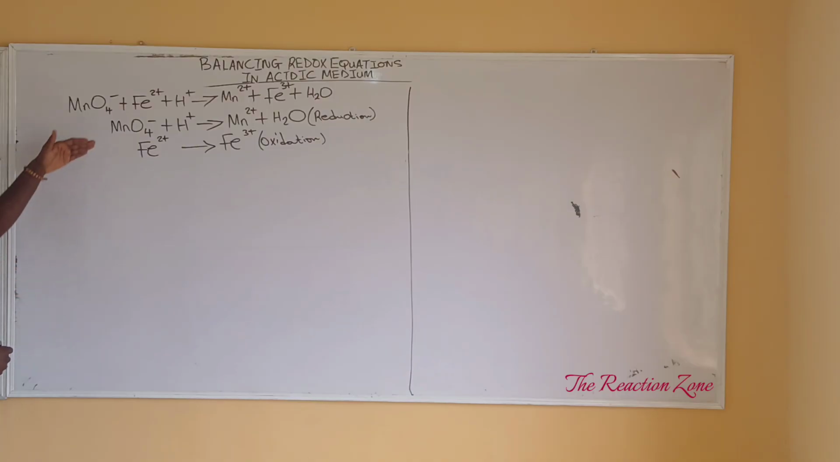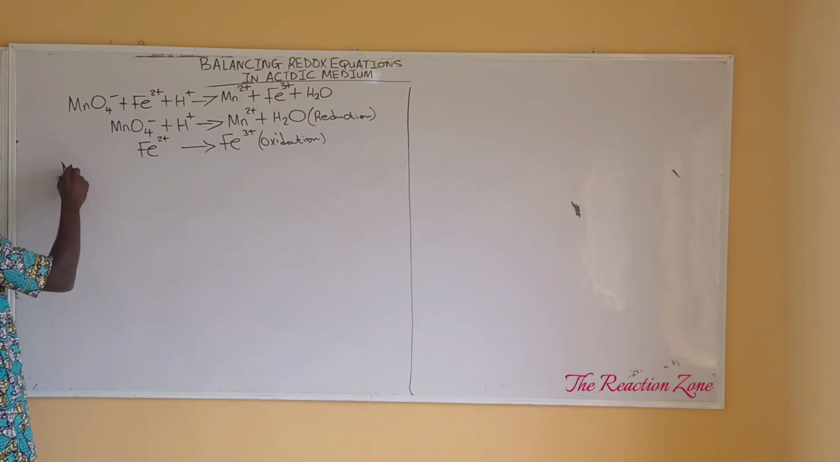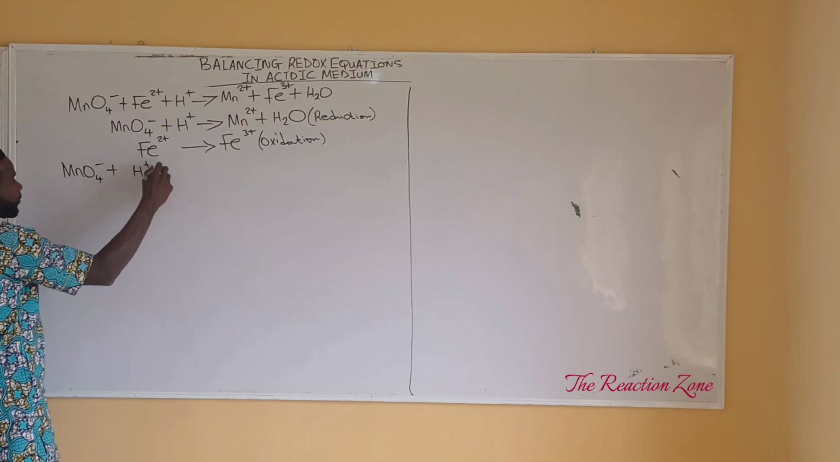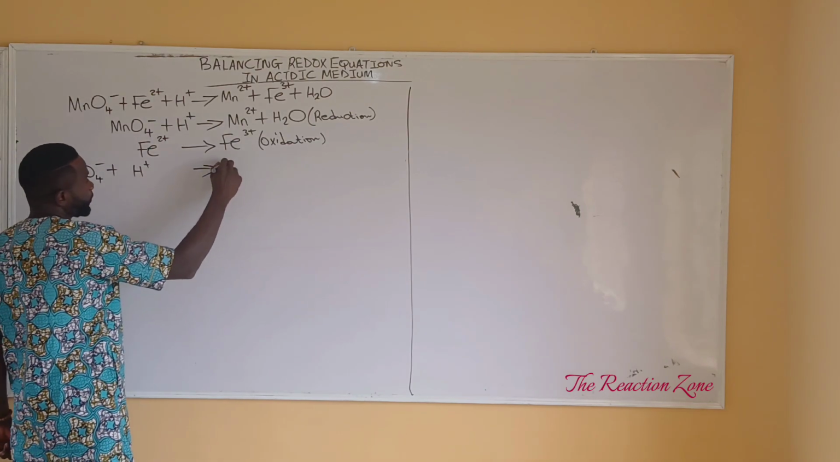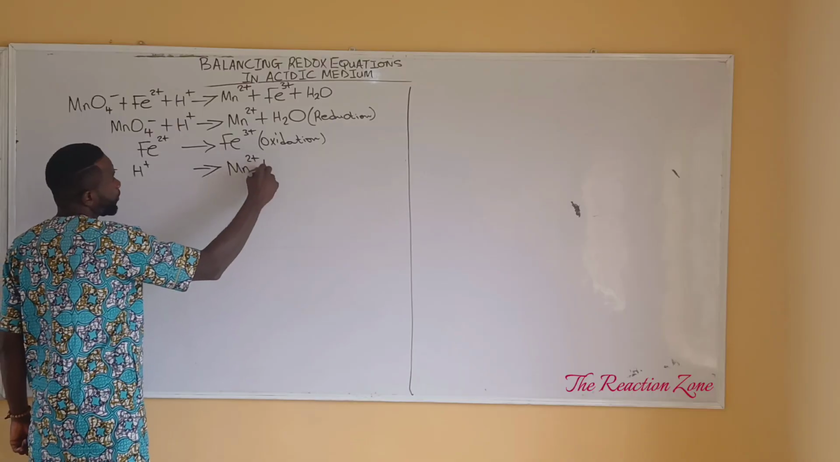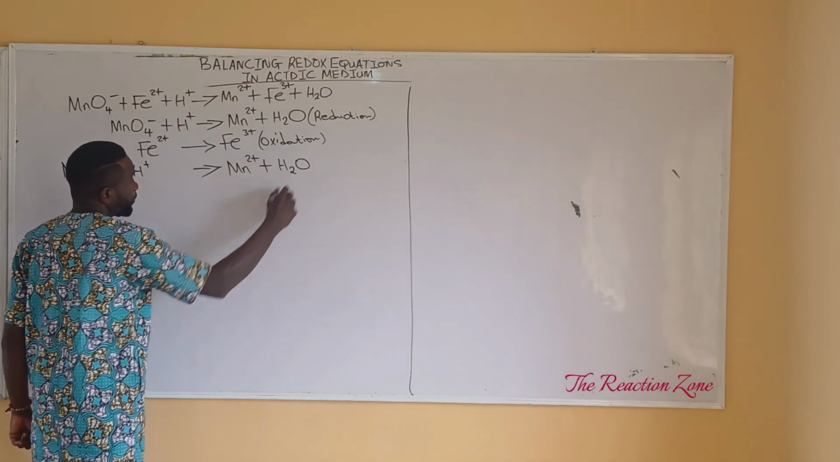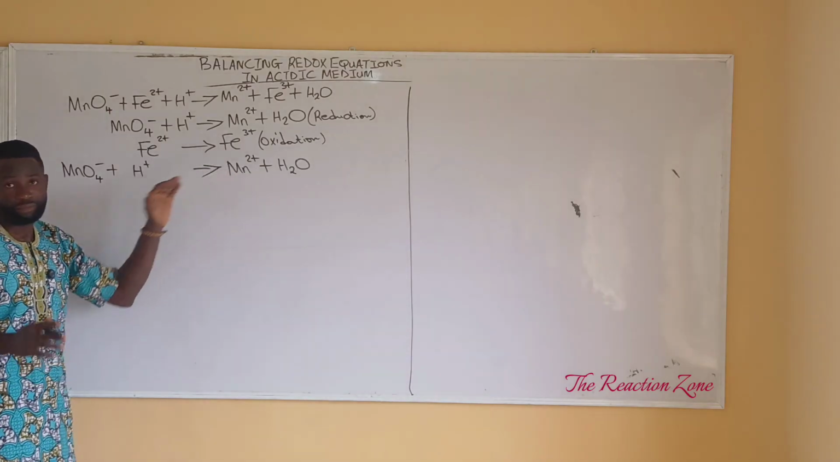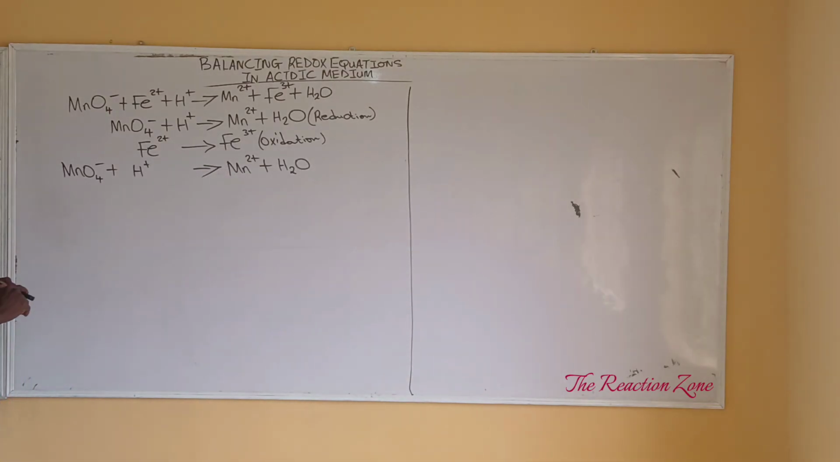So starting with the first half equation here, let's balance the atoms and the charges. So we'll have MnO4 minus plus H plus to give us Mn2 plus and H2O. Now let us look at atoms that are neither hydrogen nor oxygen. Manganese is 1 here, manganese is 1. It is balanced.